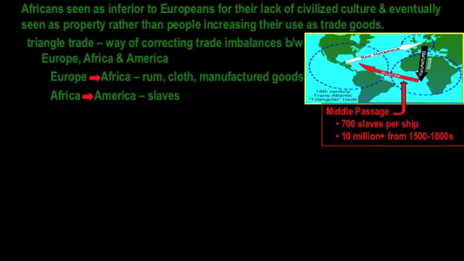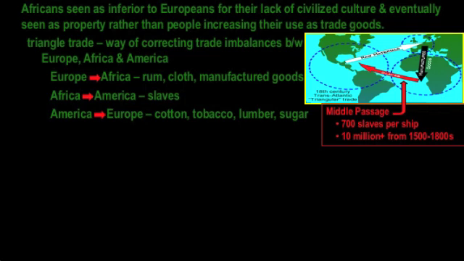And from the 1500s up until the 1800s, at least 10 million Africans made this journey from Africa to the Americas. Once they arrived in the Americas, they were traded and sold, and that money was used to buy up things like cotton, tobacco, lumber, and sugar, the raw materials that Europe needed. And so those raw materials would make the final journey from the Americas back to Europe, completing this triangle, hence why we call it triangular trade or triangle trade.